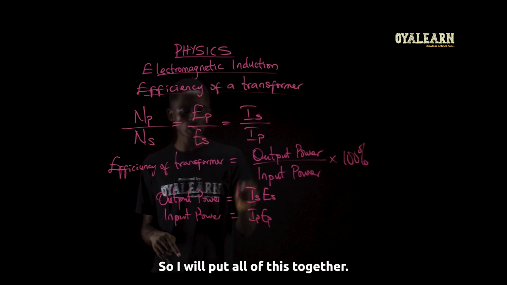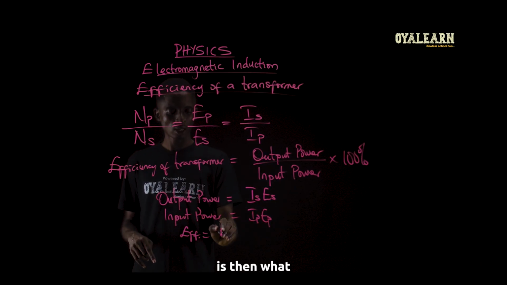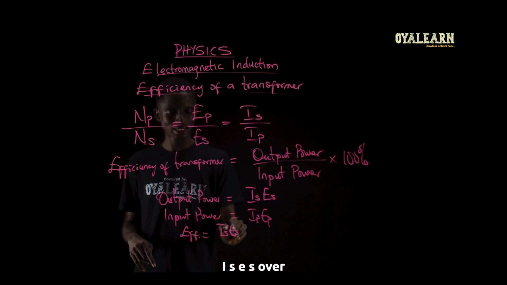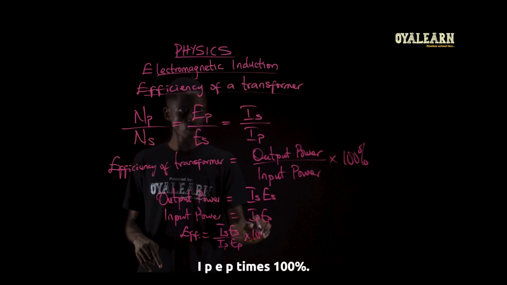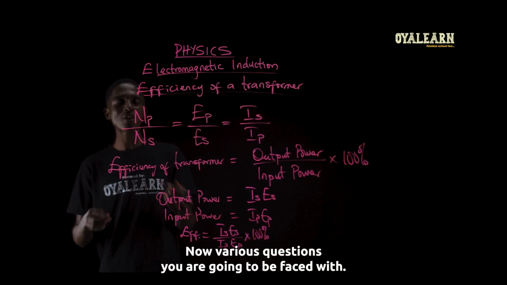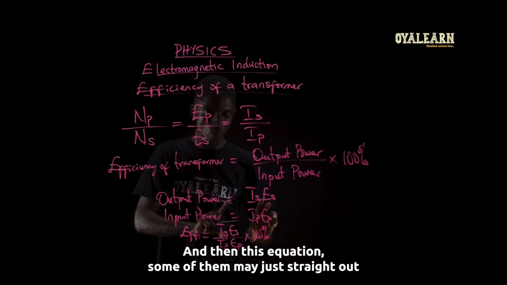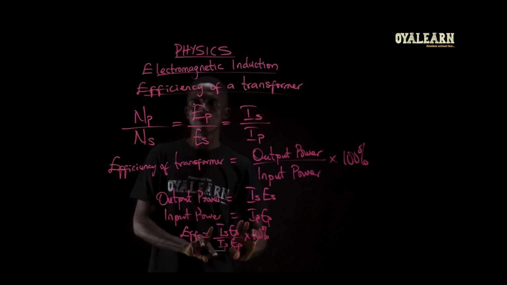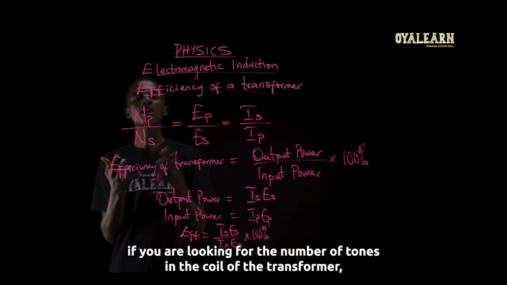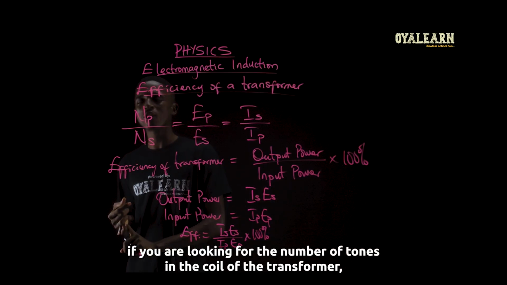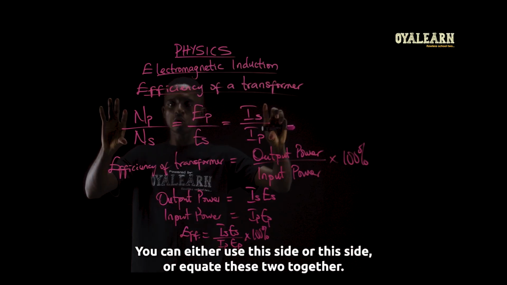So when we put all of this together, it means efficiency is then IS, ES over IP, EP times 100%. Now, various questions you are going to be faced with may require you to use this one and then this equation. Some of them may just straight out imply that you use this, just as some may imply that you just use this. If you are looking for the number of turns in either coil of the transformer, this equation works for you.